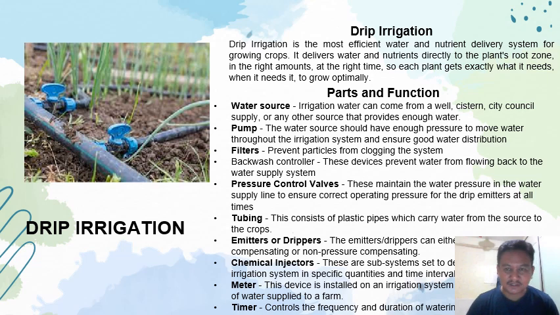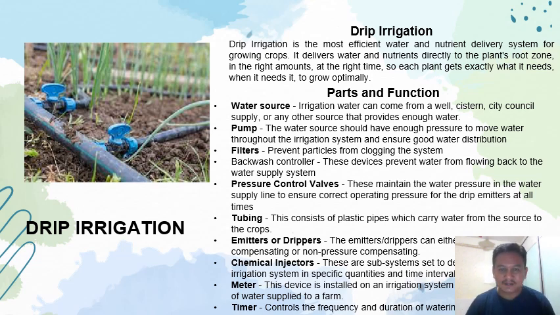What is drip irrigation? Drip irrigation is the most efficient water and nutrient delivery system for growing crops. It delivers water and nutrients directly to the plant's root zone in the right amount at the right time, so each plant gets exactly what's needed to grow optimally.